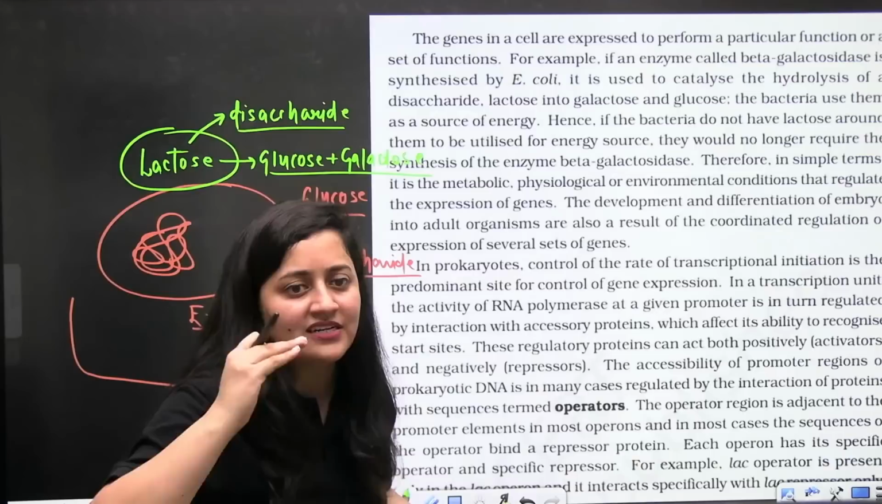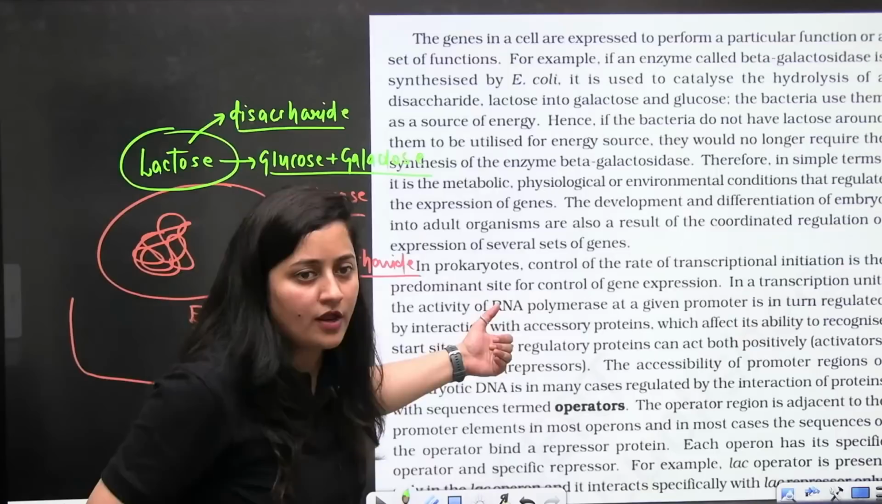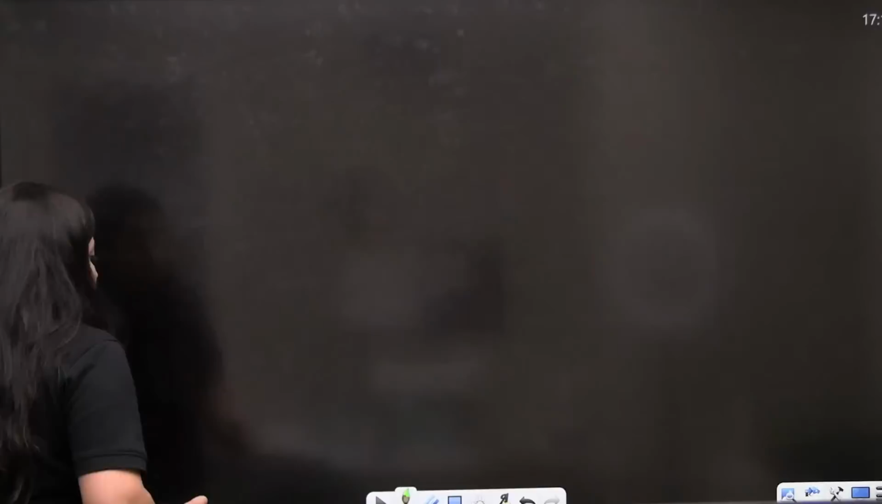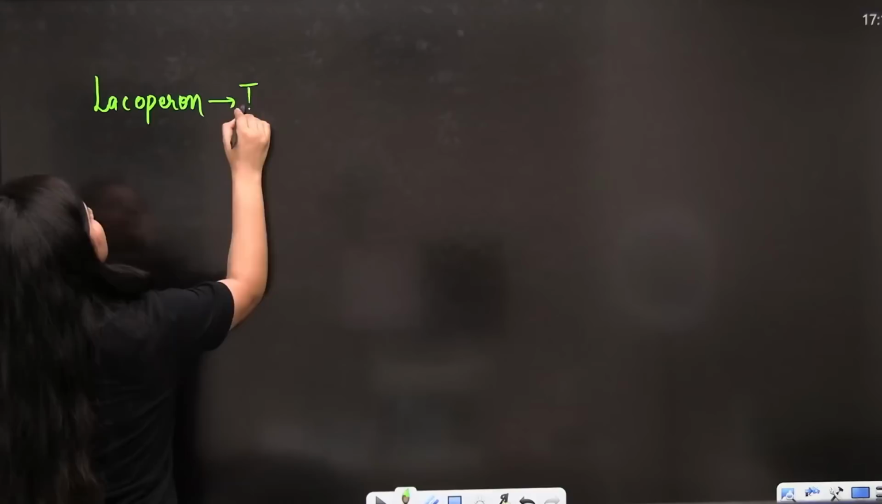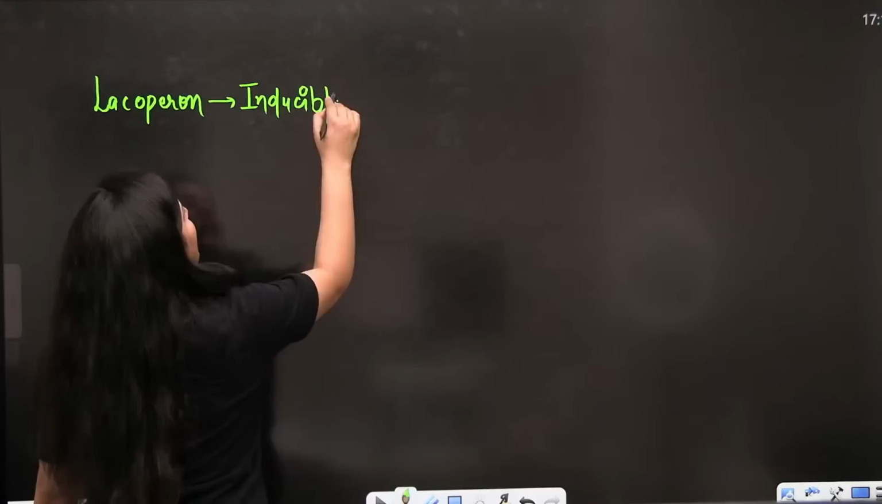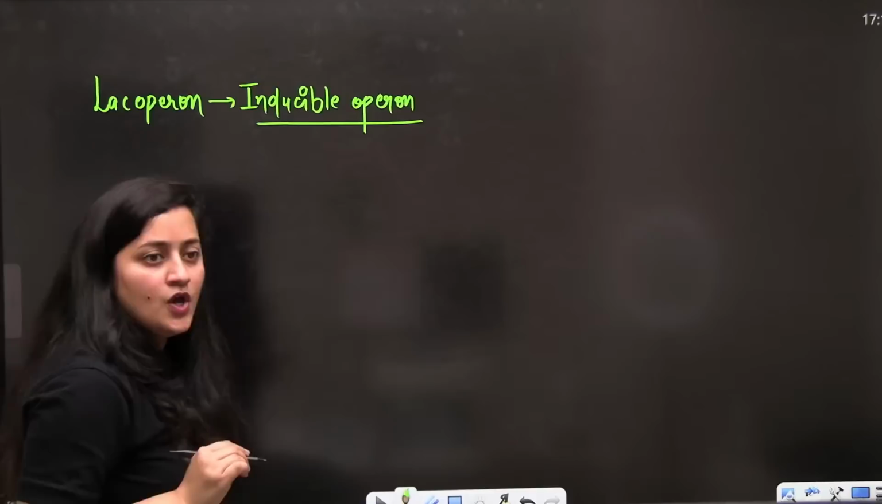This is a very important topic, and you will get a question in the NEET exam for sure. So that is why the lac operon is known as an inducible operon, because we are going to switch on the genes.